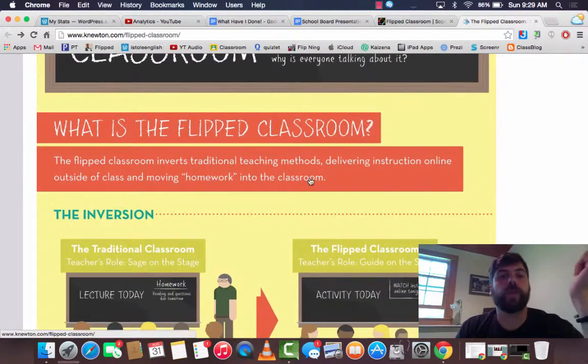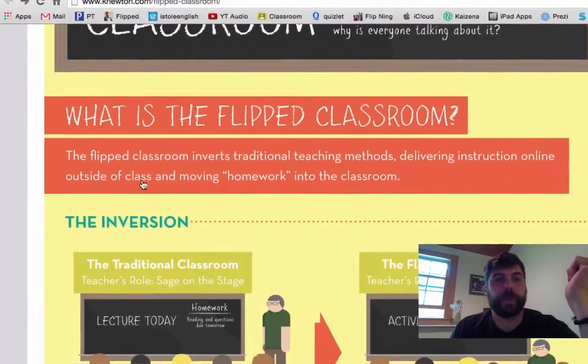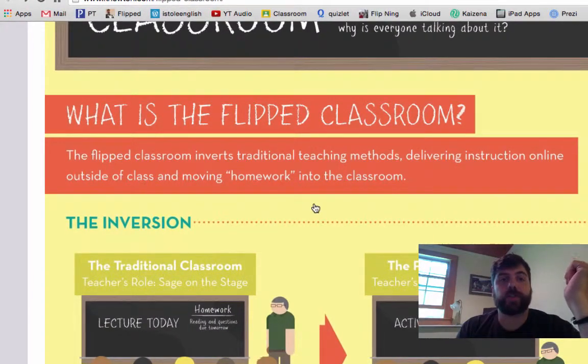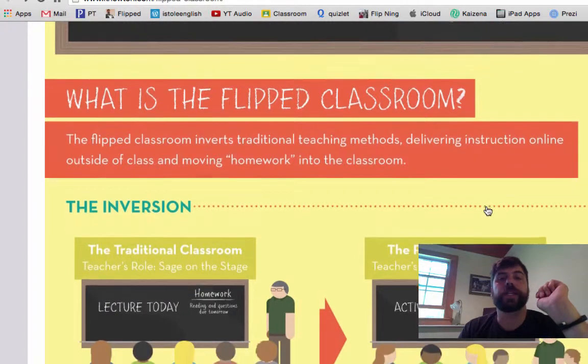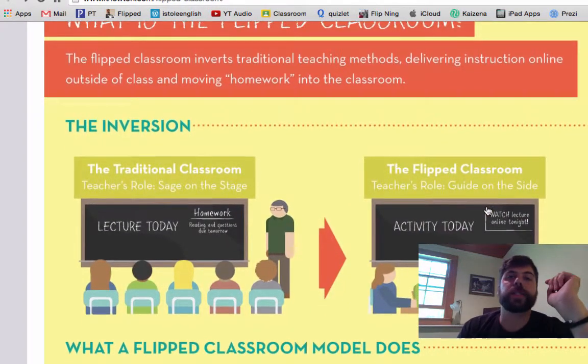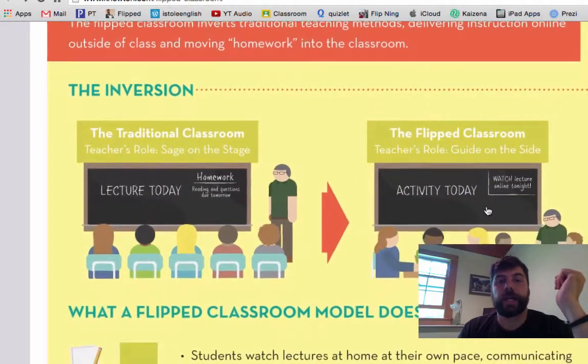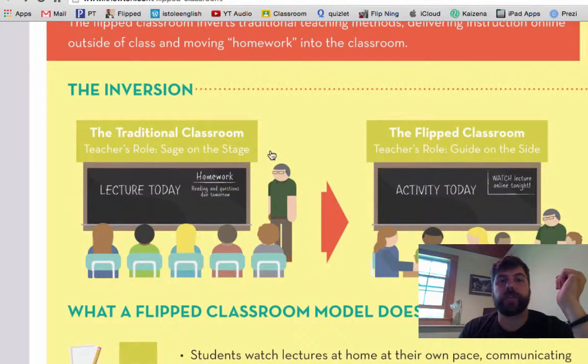So first off, what is the flipped classroom? The flipped classroom inverts traditional teaching methods, delivering instruction online outside of class and moving the homework into the classroom. That's really the simplest way to define it. Here's a good picture that sums up what it is.